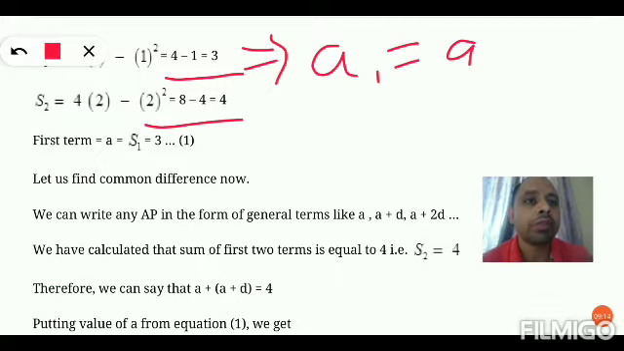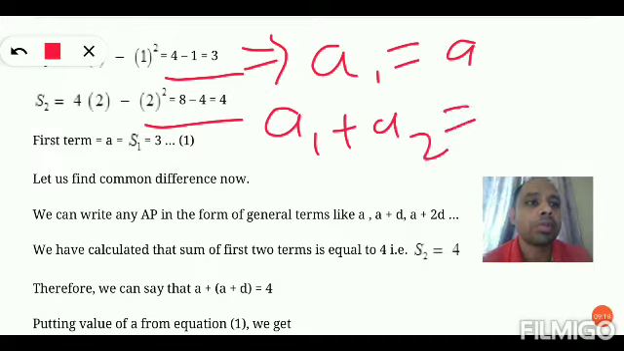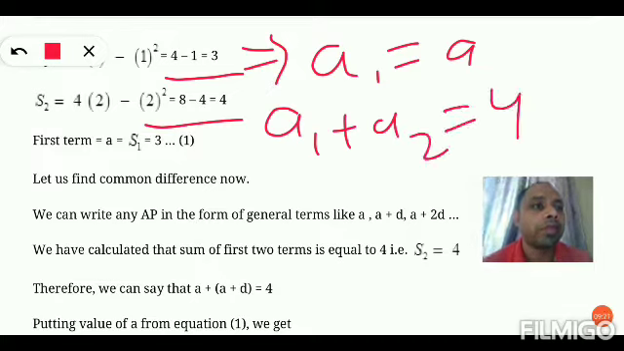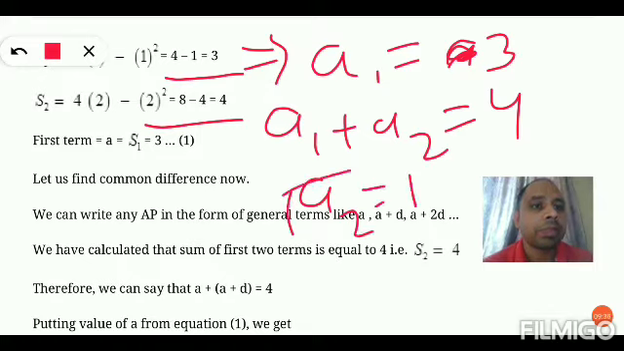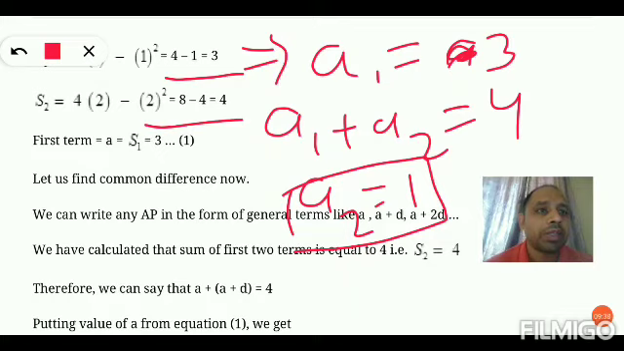And S2 is 4. That means a1 plus a2 equals 4. If you substitute a1 as 3, then a2 will be 4 minus 3 equals 1. That means a1 is 3 and a2 is 1.